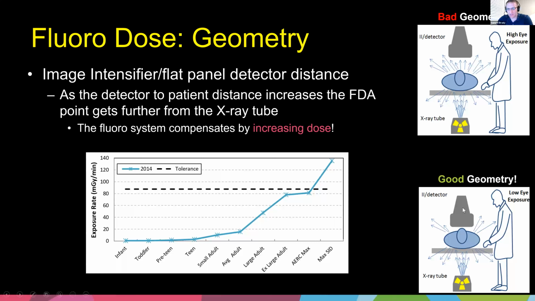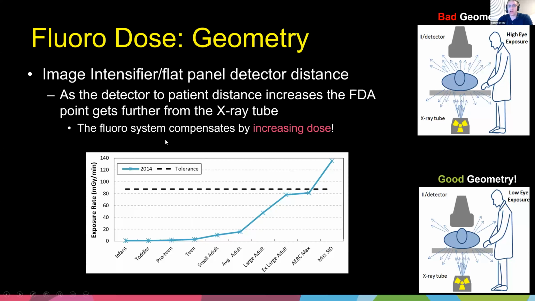If the II is at its proper location, the dose should not exceed my threshold. Now, if I move it up, it will exceed that threshold. You can see how it goes from 87 all the way up to 140 in this one particular machine.